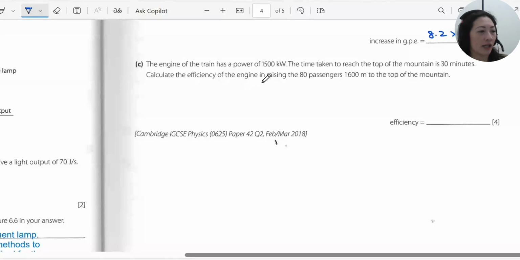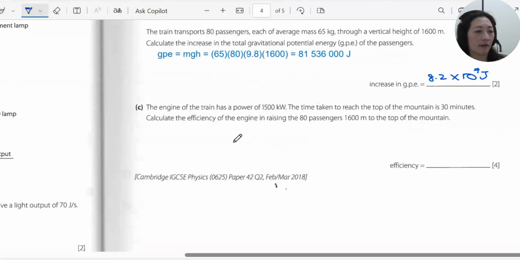Question 4c. The engine of the train has a power of 1,500 kilowatts. Time taken is 30 minutes. You're going to calculate the efficiency for it to reach the top. Right, so what we're going to do first, you can solve this two ways. Either calculate the input energy, or you can calculate the output power, because we have the increase in GPE. So this is the useful output because this was the final product where we can finally get the passengers to the top of the mountain.